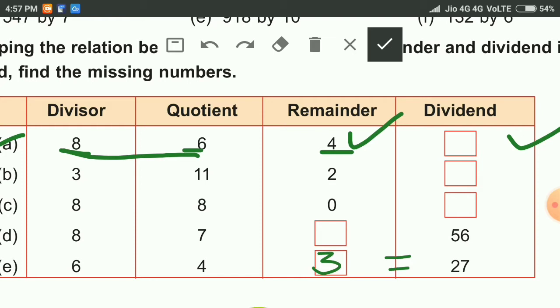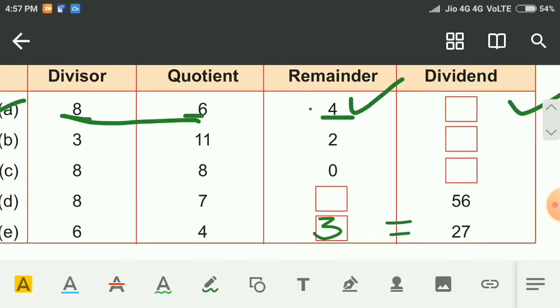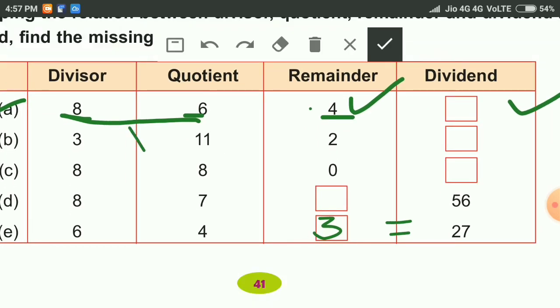In this way we can get answers. Simply you will multiply these numbers and add the remainder. You can get the answers.